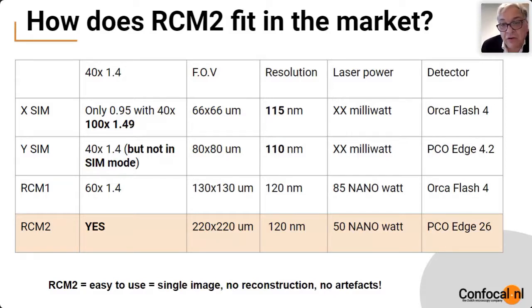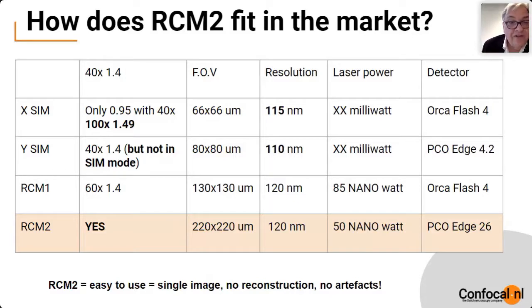Company X uses an Orca Flash 4. Company Y uses a PCO Edge 4.2. How does this relate to RCM? We have RCM1, a very good system optimized for 60x and 100x 1.4. It has a larger field of view and a resolution of 120 nanometers. The laser power we used is 85 nanowatts, and we use the Orca Flash 4 camera.